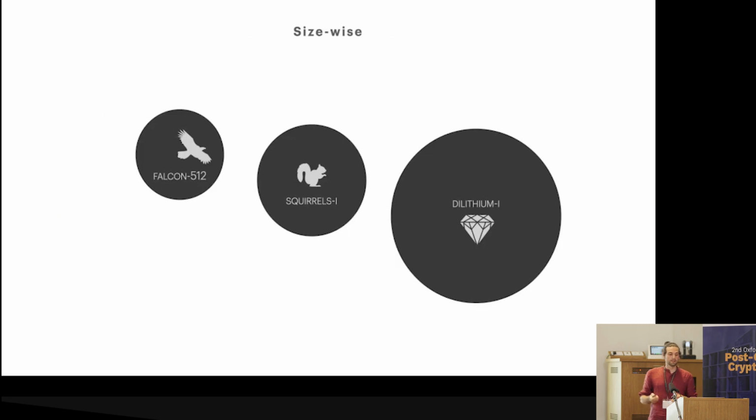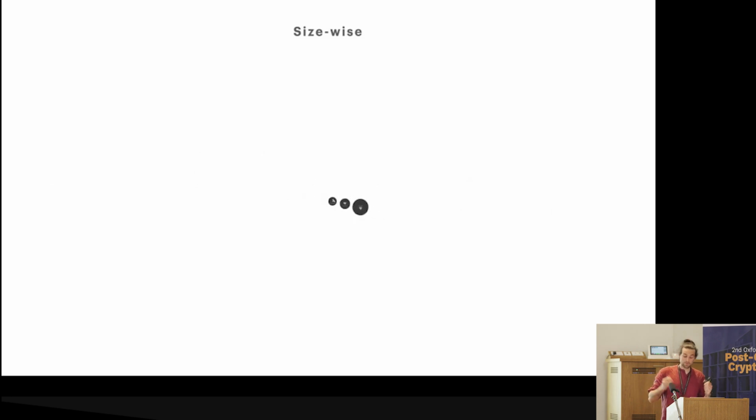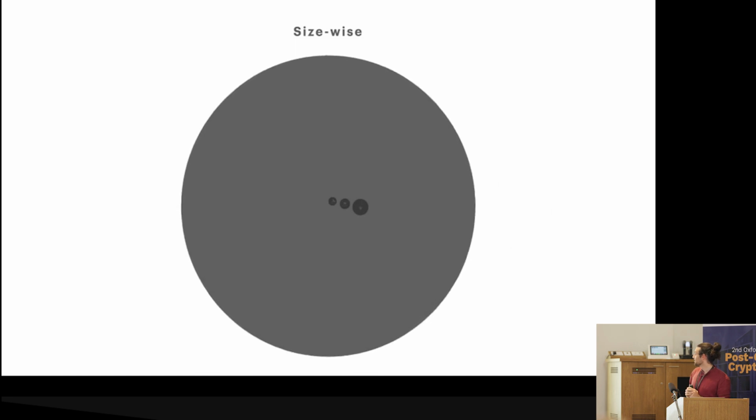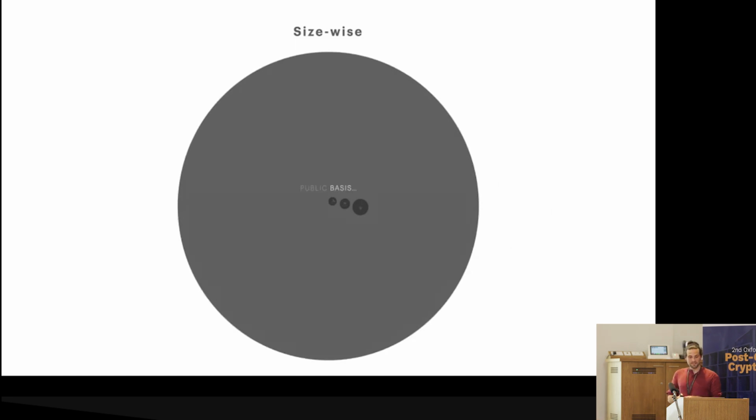Okay. Maybe with pictures it's a bit better. So as I told you, the signature size is literally in between Falcon and Dilithium. Okay. And now the thing I said I would not draw attention to is actually the public key size, which is basically this. It's big.